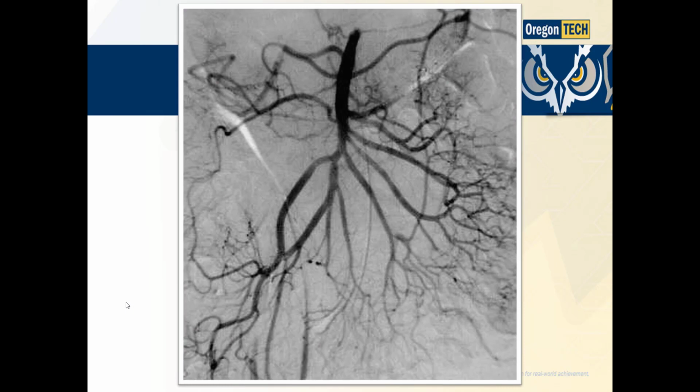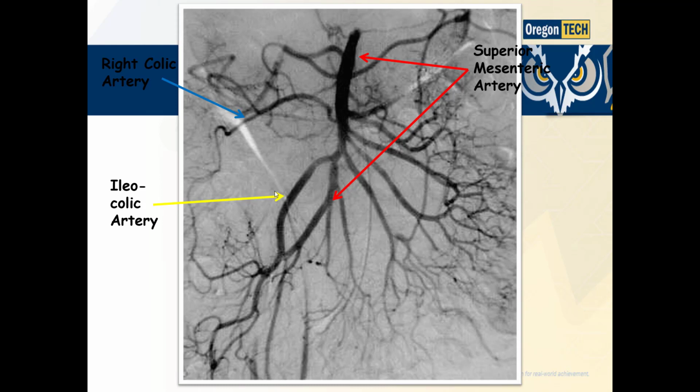Here's a selective injection of the SMA. And here you can see the SMA coming right down through here like so. And then here, this is the right colic artery coming off here. And this is the iliocolic artery right there.